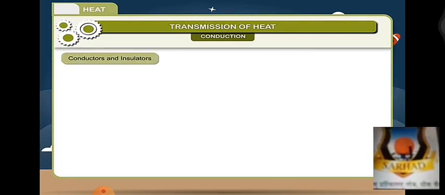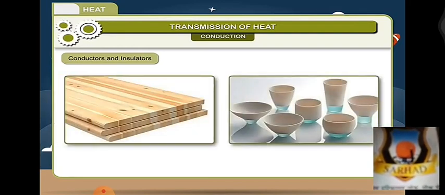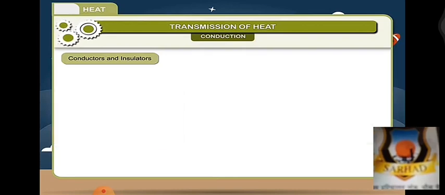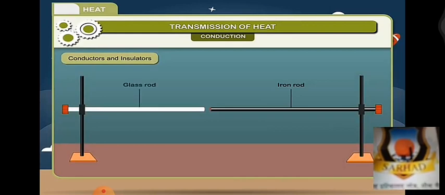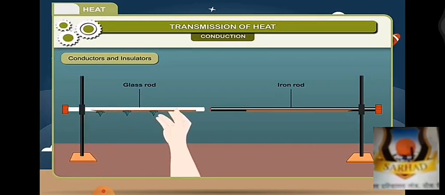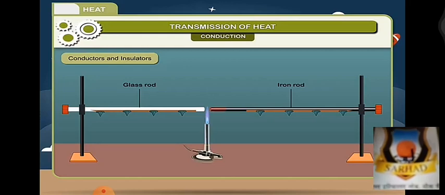Conductors and insulators. All metals do not allow heat to pass through them with equal ease. Some allow heat to pass faster through them, whereas some solids do not allow heat to pass through them. Activity. Take 2 rods, one of iron and the other of glass. Put small nails on each rod with the help of wax. The other ends of these rods are exposed to the flame of a burner. You will notice that nails in the iron rod will fall due to melting of wax, while in the glass rod, the nails do not fall.